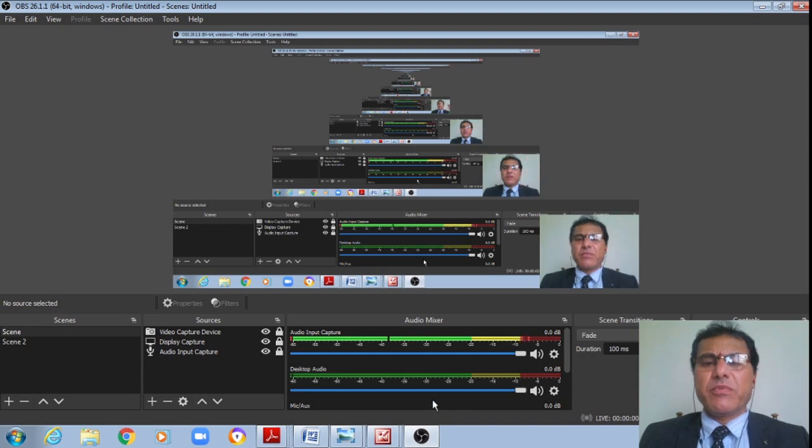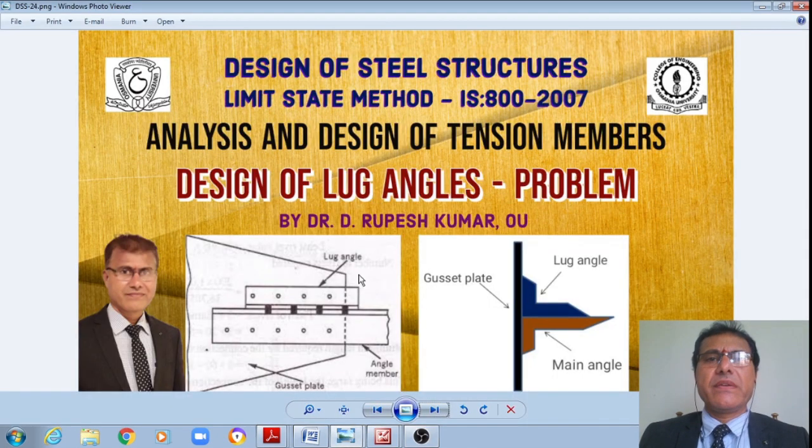Hi students, welcome to the Section-Rupture-Bolted lectures and welcome to the design of steel structures, limit state method, IS 800, analysis and design of tension members. In today's class we will see the design of lug angle. These are the lug angles which are connected to the main angle, to one side of a gusset plate.